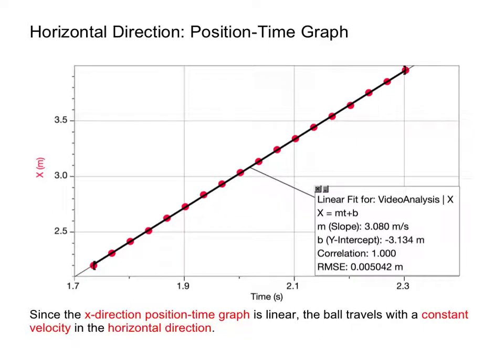And we can also tell that it's traveling in the positive direction, which makes sense because the ball was thrown from left to right. So as far as the horizontal direction is concerned, it was traveling in the positive direction, left to right. Most importantly, you want to take note of the fact that this is a straight line. Again, in the x direction, we have a constant velocity.